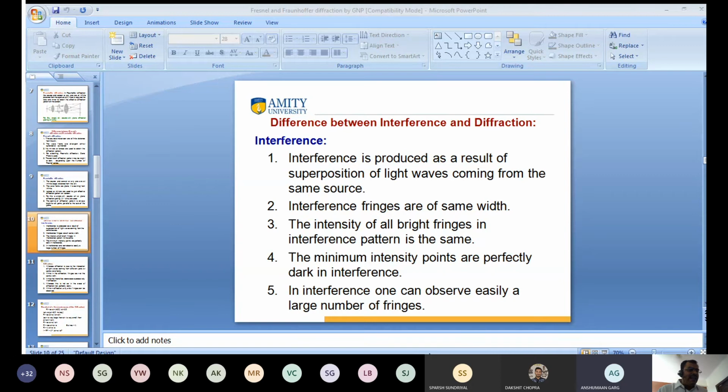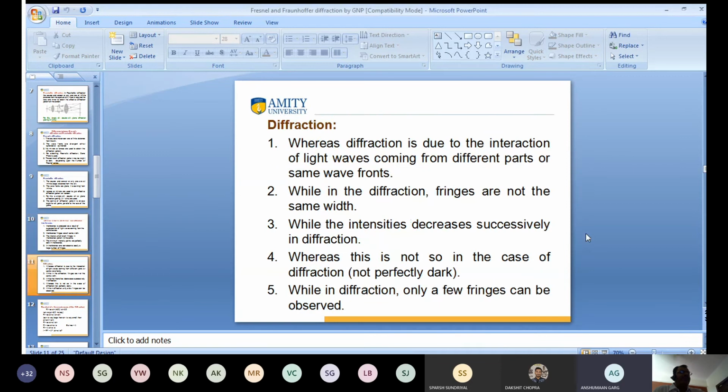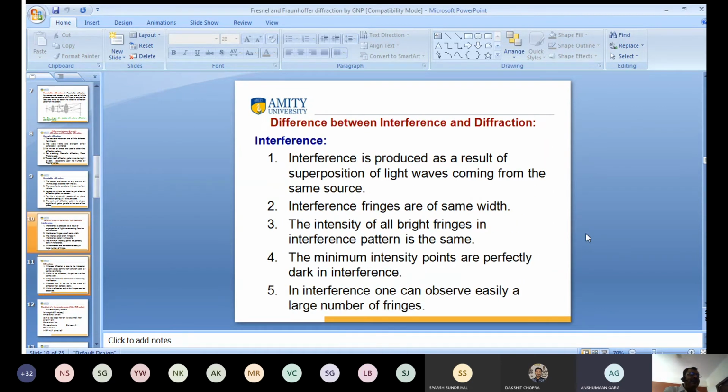But in the case of diffraction, we get only a few fringes. So these are the five points. We discussed a few points about the difference between interference and diffraction.